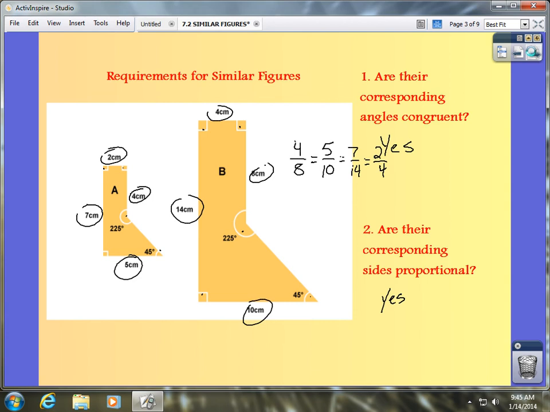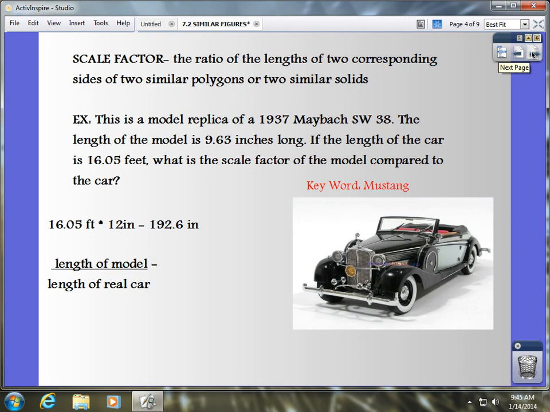Okay, here we've got a real life example of a scale factor. Scale factor is just one ratio. It's not a proportion, it's just a ratio of how big one is compared to another. We've got a model replica of a car. The length of the model is 9.63 inches if the length of the car is 16.5 feet. What is the scale factor of the model compared to the car? The only thing that's going to hang us up here is that word feet. So we have to change feet to inches.